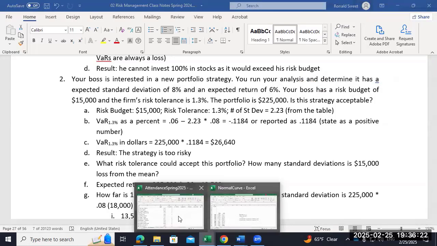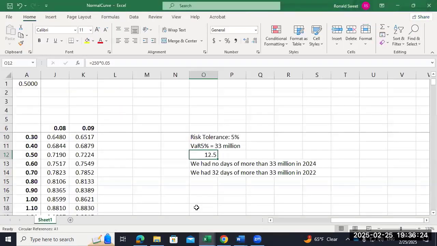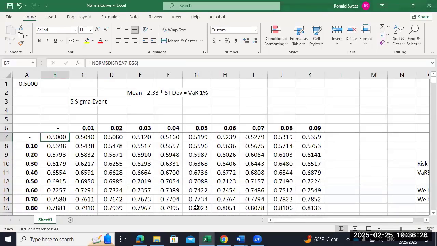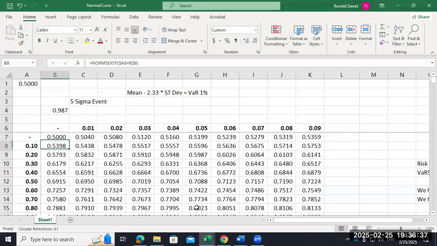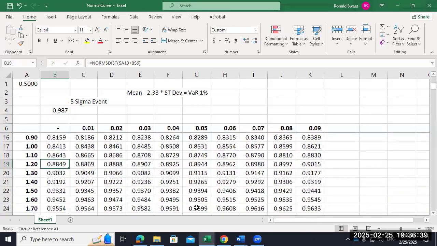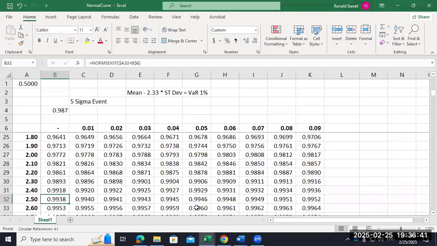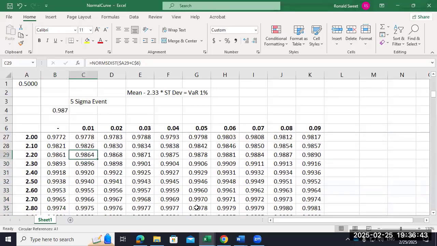So we said 1.3. What do we look for in the table? You don't see 0.013 in the table anywhere, do you? What are you going to look for? Yeah, 1 minus that, so which is what? 1 minus 0.013, 0.987. So you go find 0.987. It's somewhere around here. I usually go one extra. I go to the higher one. You don't need to interpolate. 2.23.